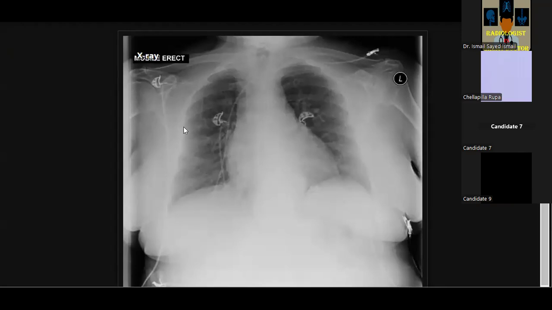In my routine practice, I would correlate with the patient symptoms. If the patient has constitutional symptoms, I would be thinking of paraspinal abscess. On the other hand, if he presents with acute chest pain, I would be thinking of acute aortic syndrome in the form of dissection or aneurysm. Or if the patient has any previous radiograph or studies, I would also have a look at it, especially if he has a previous CT, it would be obvious.